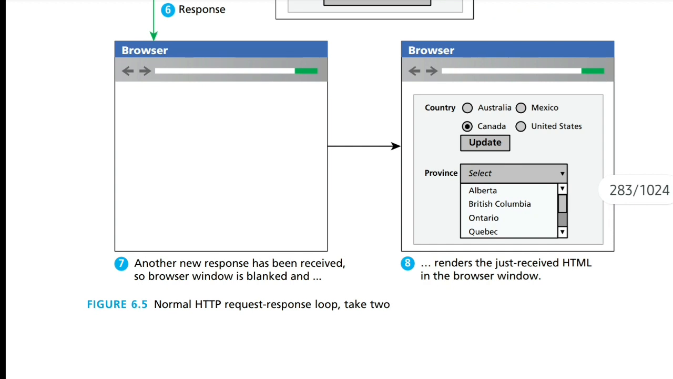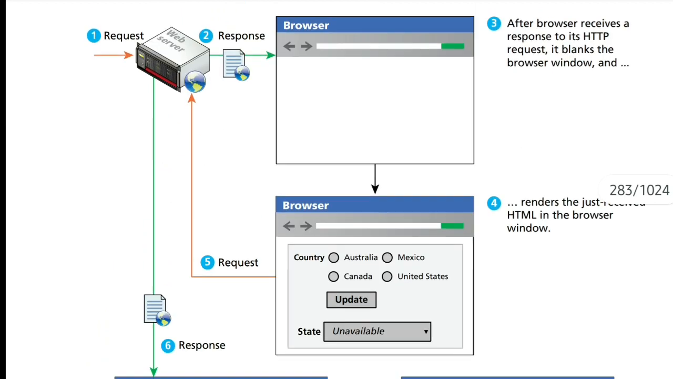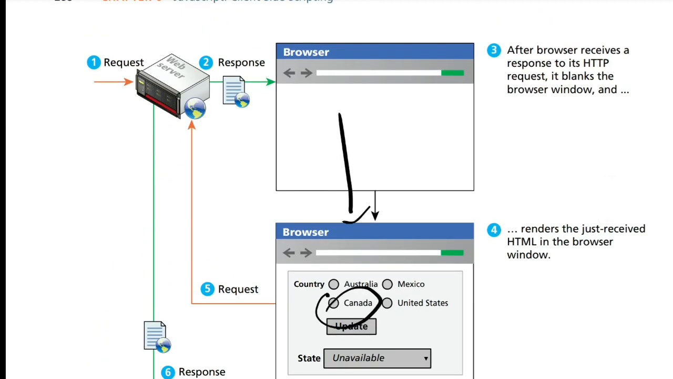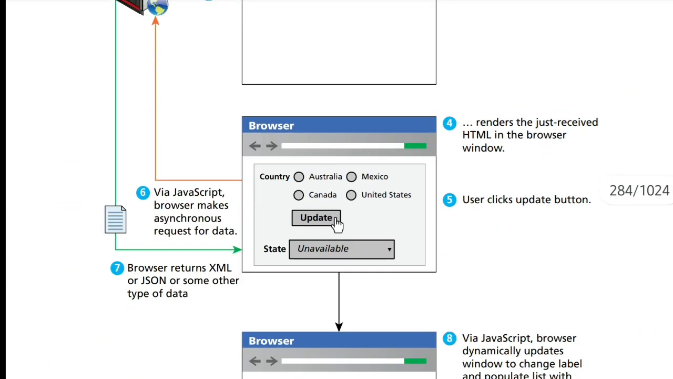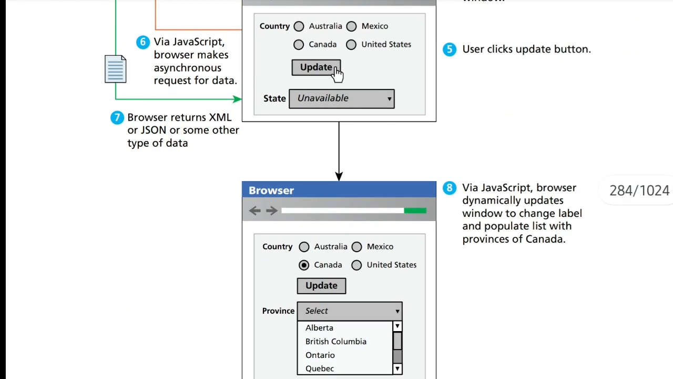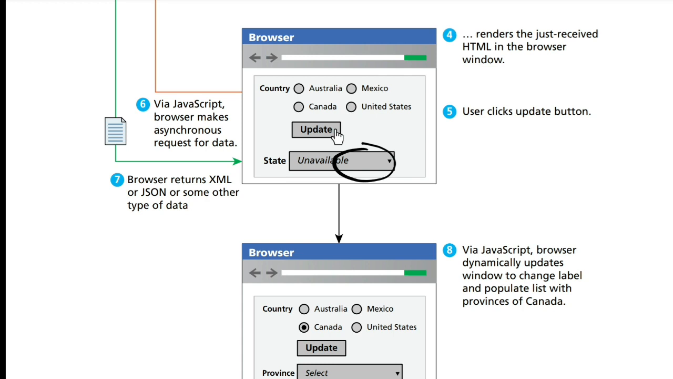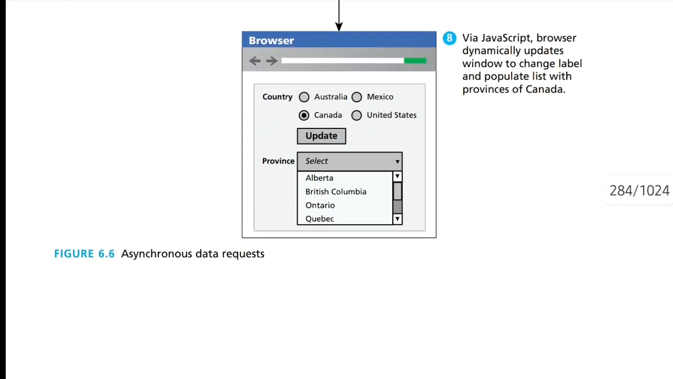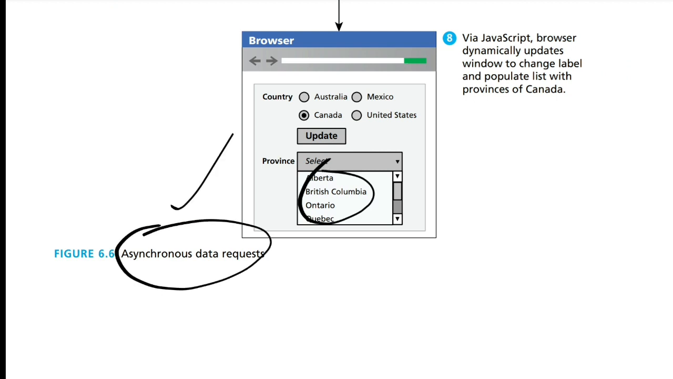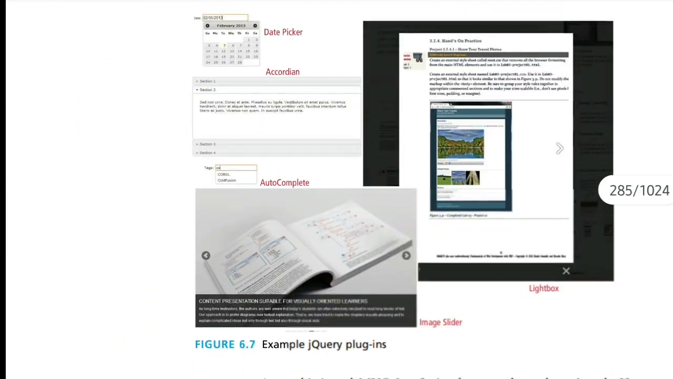See, the normal HTTP request response loop takes time. Once you do it and you click something else, again the request goes and again the response comes back, so it takes a very long time. In JavaScript it happens at the same time. Via JavaScript, the browser dynamically updates the window to change the label and populate the list with the provinces of Canada. Instead of selecting this again and making another request, it will not happen like that. It will directly come here and populate the list with the things present. That is known as an asynchronous data request. Very important. That was the second point.